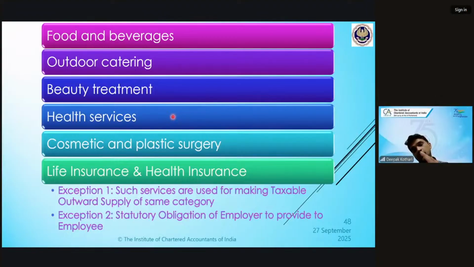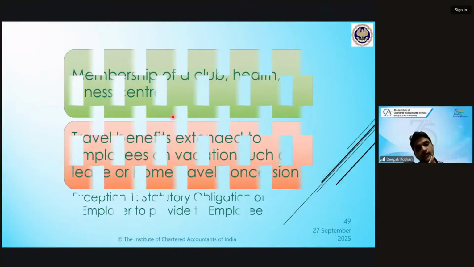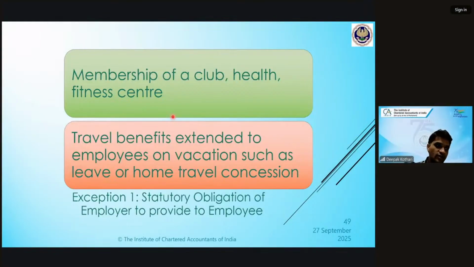Okay. So these pointers, you can't claim the credit except these two exceptions. Then further, we are still under 17.5. What all are the other credits which you cannot claim? Membership of a club, health or fitness center. Some companies give this benefit to the employees that you can become a member of the fitness club. Whatever justification they give that I have to send my employees to this place and things like that, you can't claim the credit of these things.